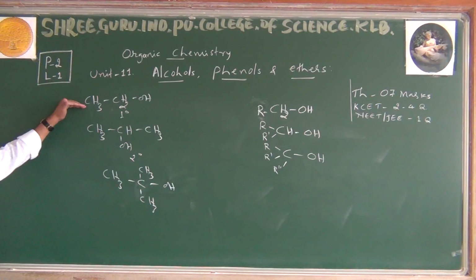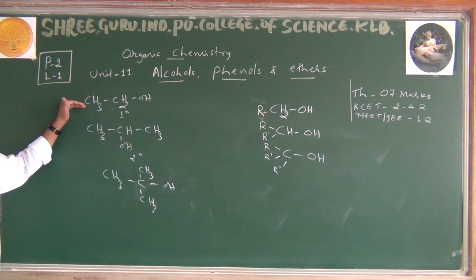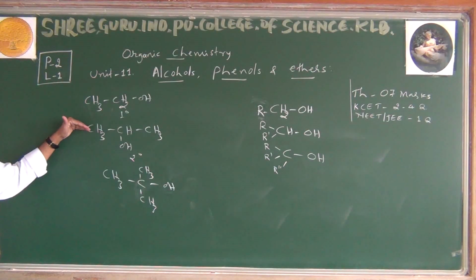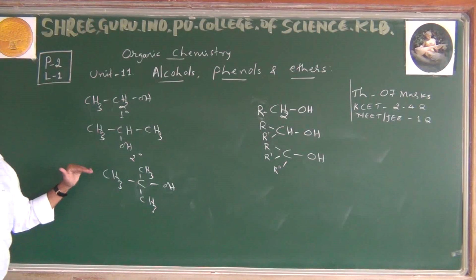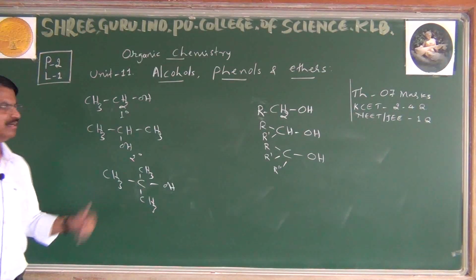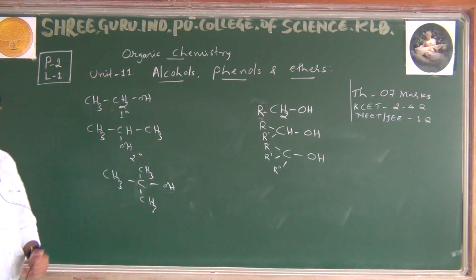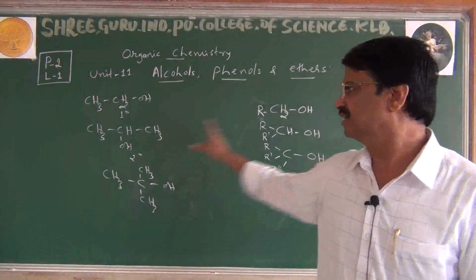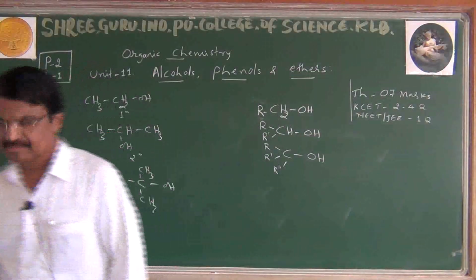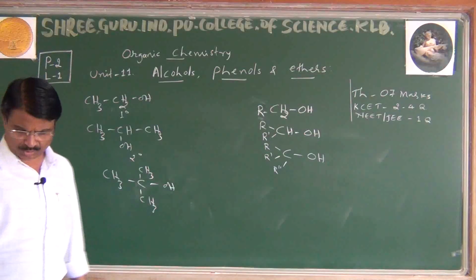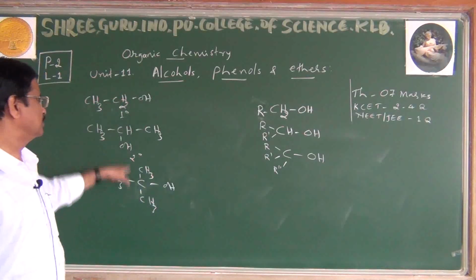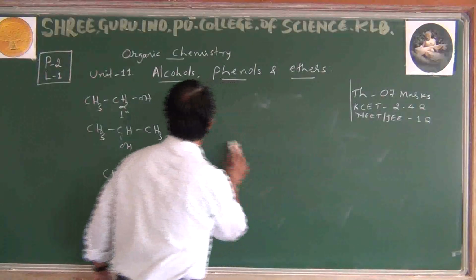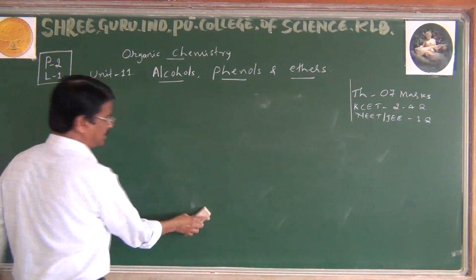Now I will give you common names in a list. The common names of these: ethyl alcohol, second isopropyl alcohol, and third tertiary butyl alcohol. These are the common examples of primary alcohol, secondary alcohol, and tertiary alcohol. Even other examples are there, and we will study them afterwards. So this is how to classify alcohol based on the nature of carbon, and also based on the type of hybridization.